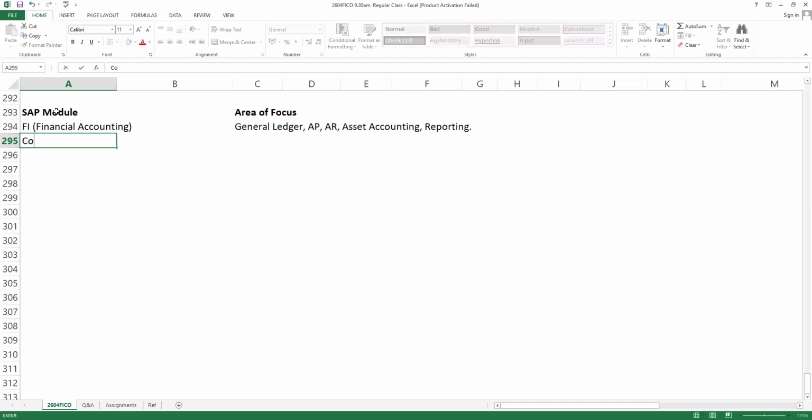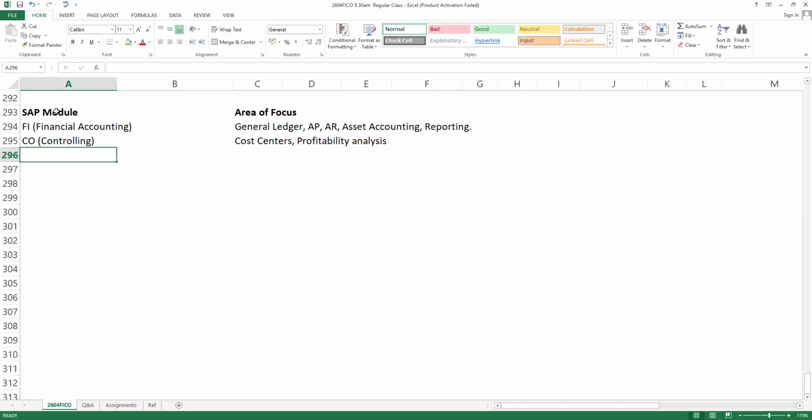The other module is controlling, what we call CO. Here we will cover cost center, profitability analysis. This is at a high level. We are not going into depth now. In the market, anytime, for example, if you ask anyone who is working on material management, they will say that I'm an SAP consultant.